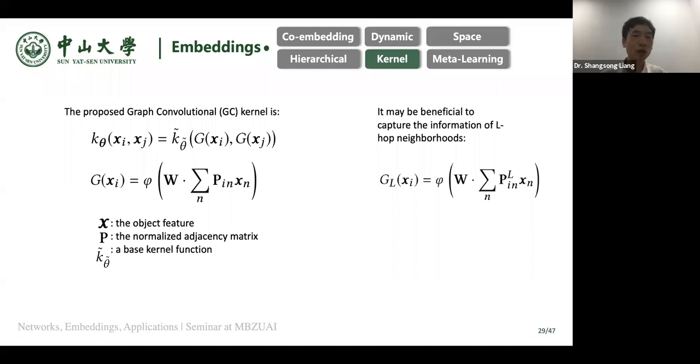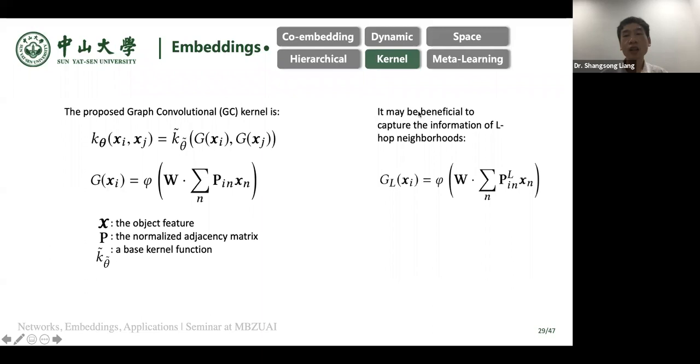But here, instead of directly mapping them into the graph convolutional embedding algorithm, we try to use a kernel function here. You can see we have a capital G. Capital G tries to combine two things. One is the feature of the node. Another is the structure of the node. So you can see G(x_i): here we have x_i itself, that is the feature of the node, and we also consider the node's neighborhoods.